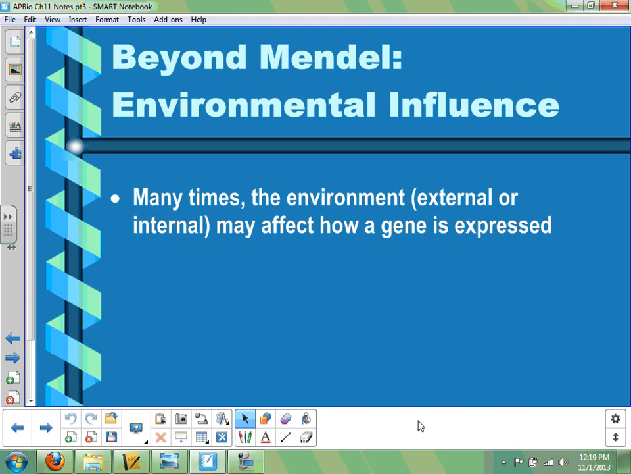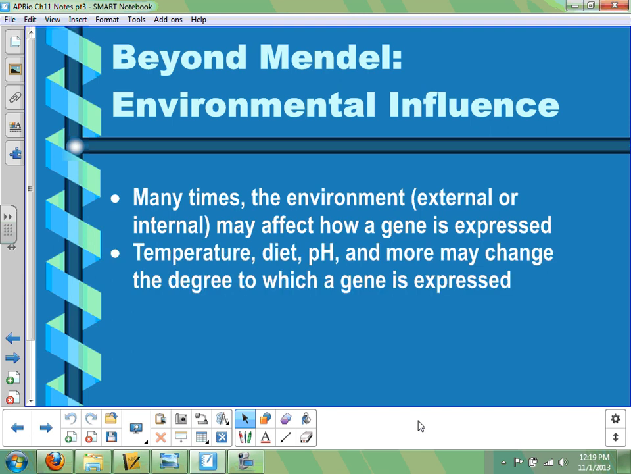And so it doesn't have to just be your external environment, which is what we usually think of when we hear that word. It can be your internal environment as well. Outside temperature or the temperature of your body, either one, can possibly affect how your genes are expressed. Foods you eat, just several different factors around may change the way a gene is expressed or whether or not a gene is expressed.